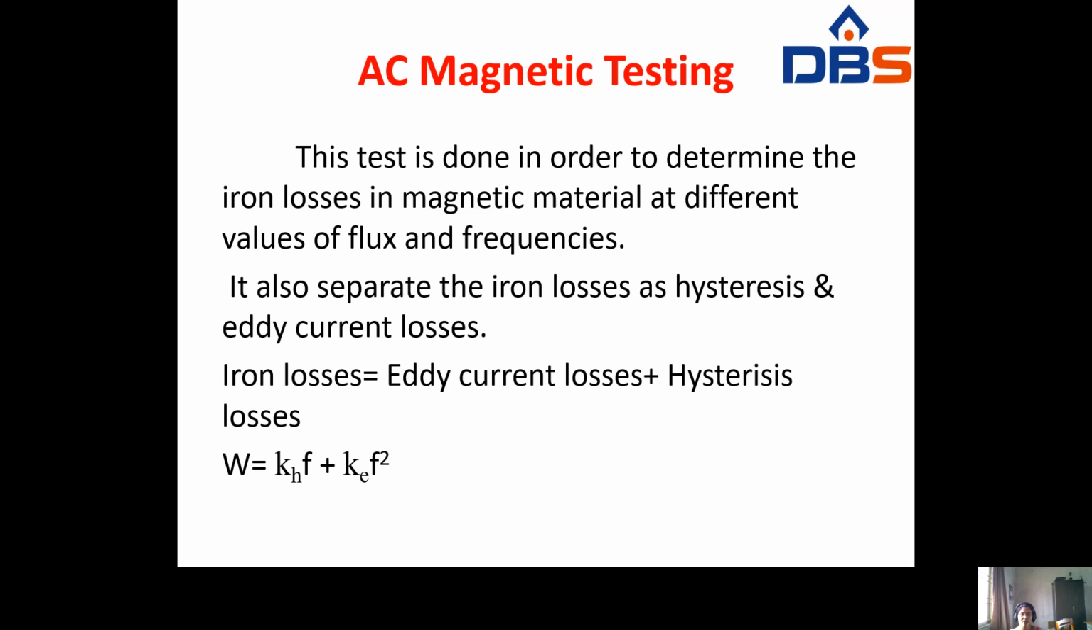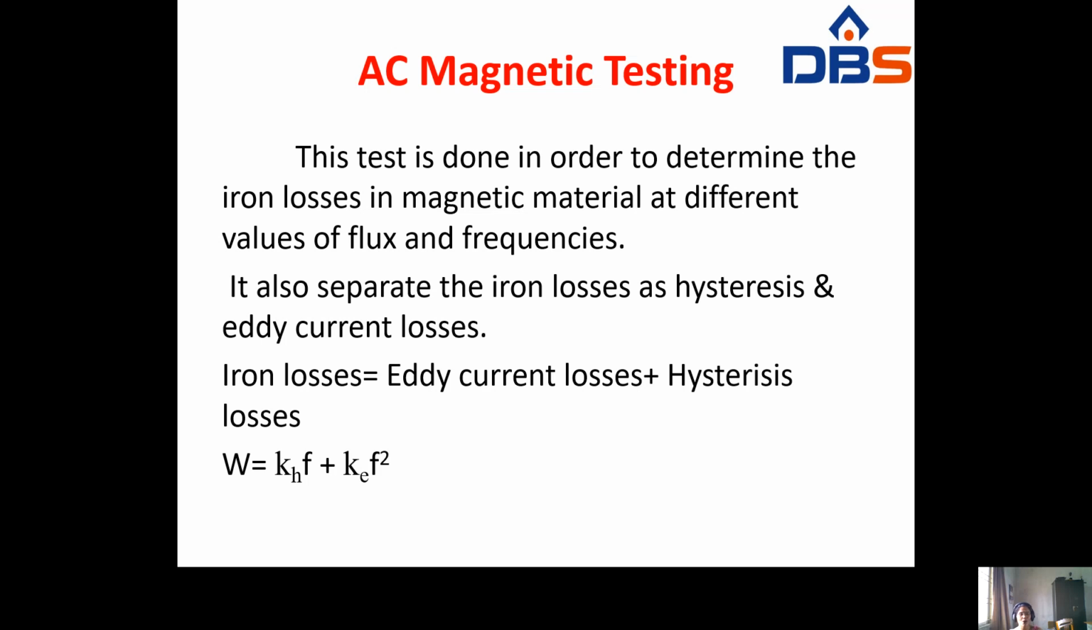It also separates the iron losses into hysteresis and eddy current losses. So AC magnetic testing separates the iron loss, which is a combination of hysteresis losses and eddy current losses. That means this test also separates the hysteresis and eddy current losses from the iron loss. That is one of the advantages of AC magnetic testing.